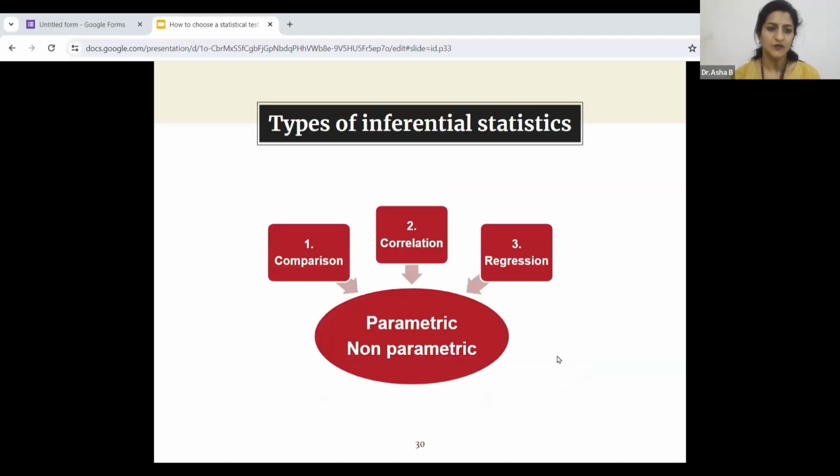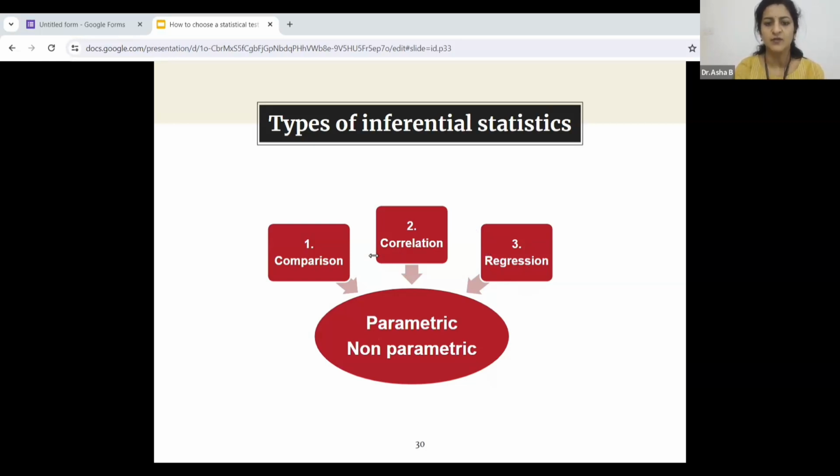Coming to types of inferential statistics, they are divided into three types based on the type of analysis we do. If the analysis needed is to compare between two groups or three groups, it can be sample to population, or it can be two different samples or three different samples, then we go for a comparative test. And if you want to see the relation between two variables, then correlation should be used. And if the objective of the study says something to predict, then we go for a regression test.